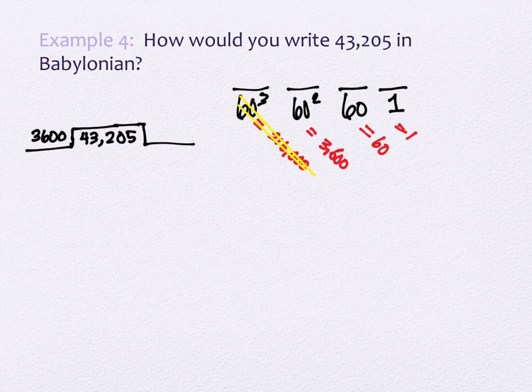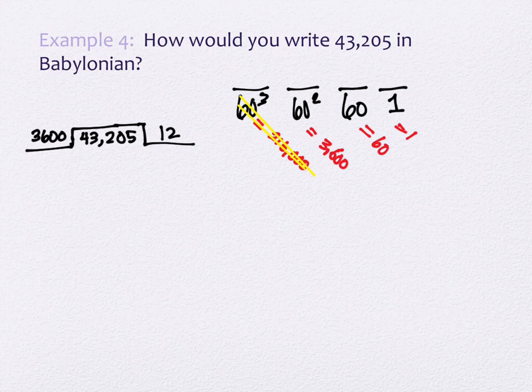I would like for you to divide 43,205, that's our number, by 3,600. And what I want to know is the whole number of times it goes in. How many? 12. Everybody good? Got a 12? It should say 12 point something, right?